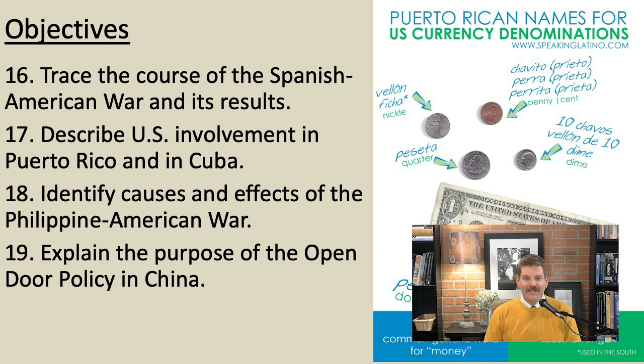We have four objectives today. By the end of this class, you should be able to trace the course of the Spanish American War and its results. You should be able to describe U.S. involvement in Puerto Rico and in Cuba. You should be able to identify the causes and effects of the Philippine American War. And you should be able to explain the purpose of the open door policy in China.